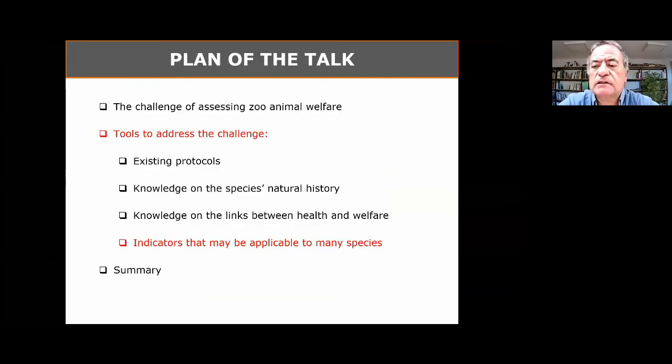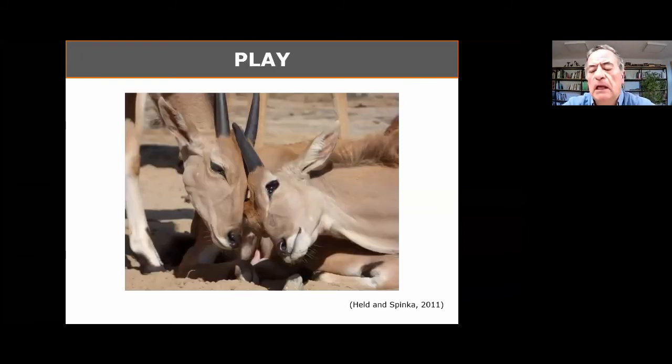And finally, our last tool to build up those protocols for the species for which we don't have any published yet. I think that there are some animal-based indicators that may be applicable to many species. And it is good, I think, to have a look at some of them just as examples and consider the possibility of including them and others in your welfare assessment tool, regardless of the species you are dealing with. For example, play behavior. Now, there are many indicators of poor welfare and not so many indicators of positive welfare, which I think is something that you have to include as well in your assessment protocols.